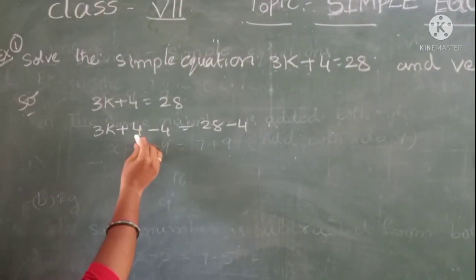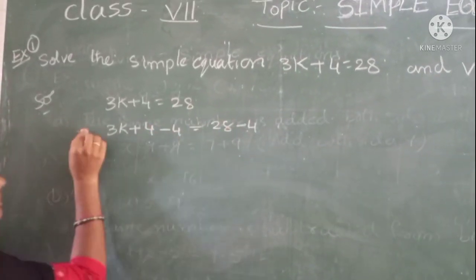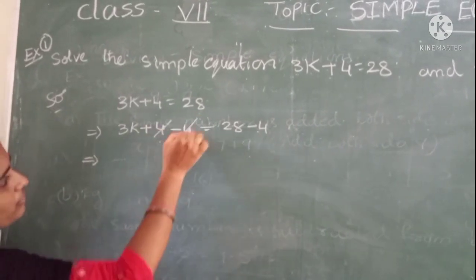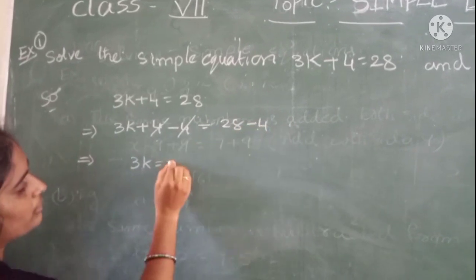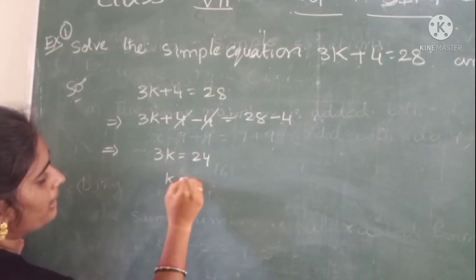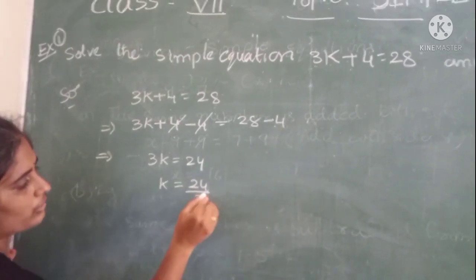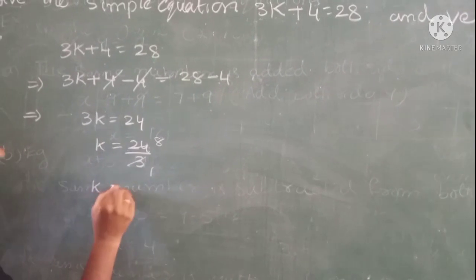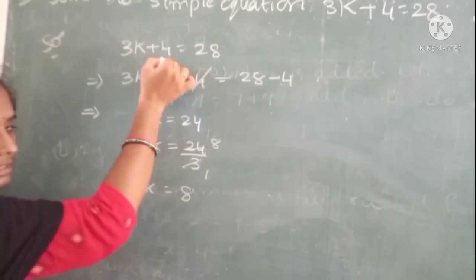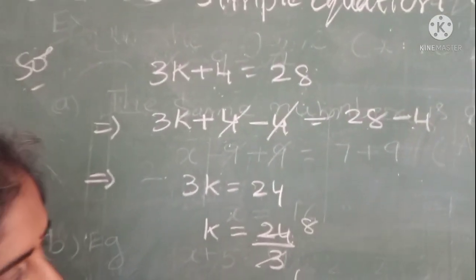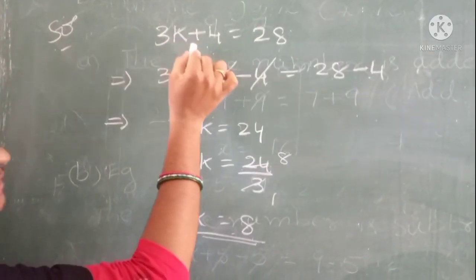Children, what I am doing is subtracting 4 on both sides of the equation. So minus 4 plus 4 is cancelled. 3k equals 28 minus 4, which is 24. Next k equals 24 by 3. 3 eights are 24. K equals 8. K equals 8 is the solution of the given simple equation.